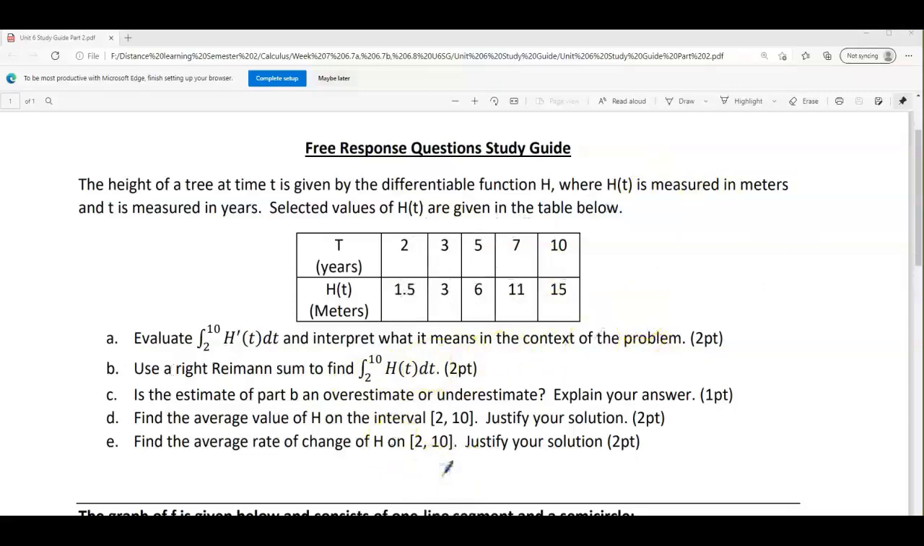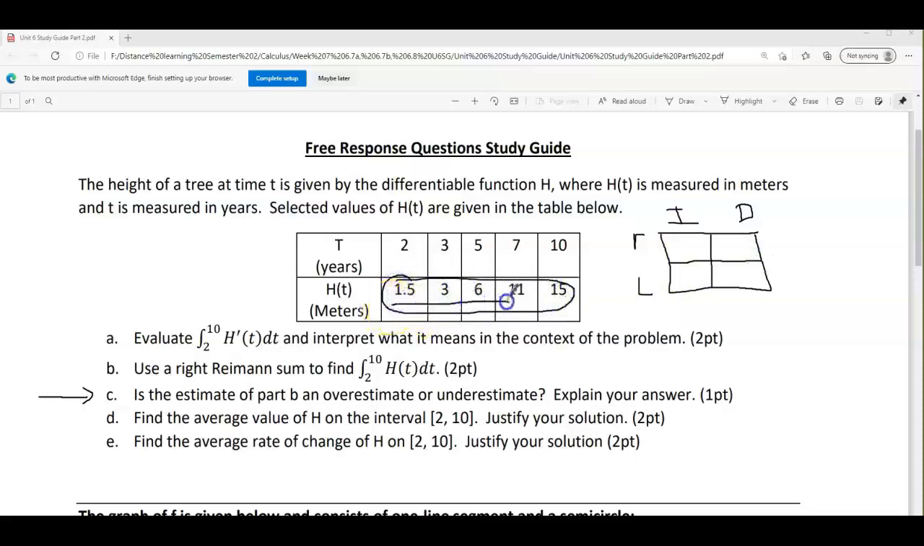Let's go ahead and take a look at part C. The question here is, is the estimate on part B an overestimate or an underestimate? Well, what is our function? Whenever you're deciding whether you are dealing with an overestimate or underestimate, you have to ask yourself, are you dealing with a right-handed sum or a left-handed sum? You also have to ask yourself, is your function increasing or decreasing? Now, on this problem, to tell whether your function is increasing or decreasing, you look at the y values.